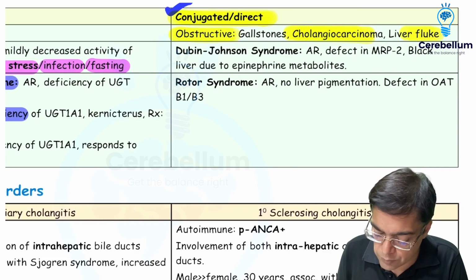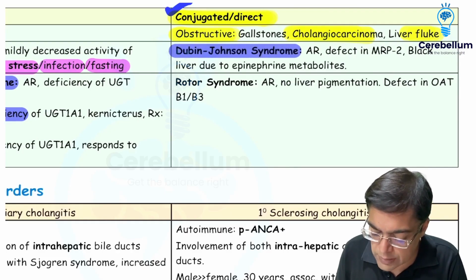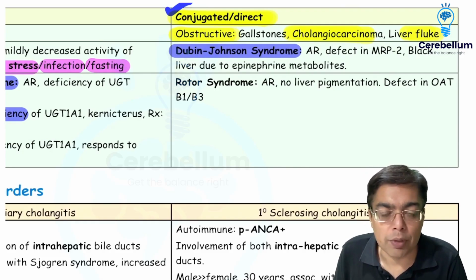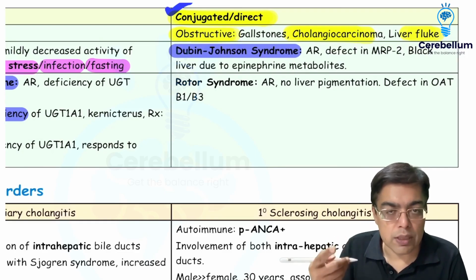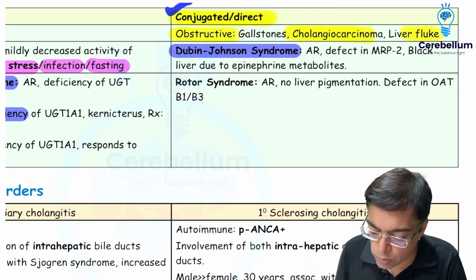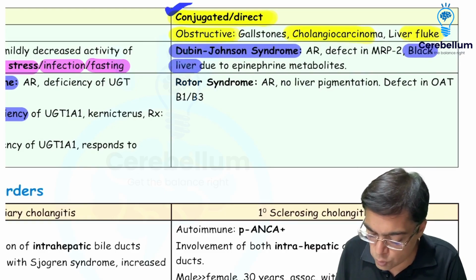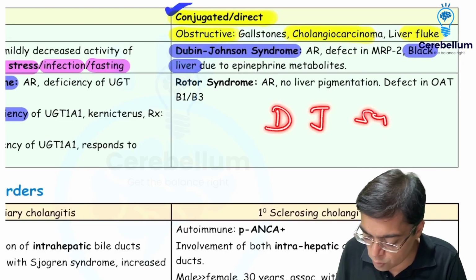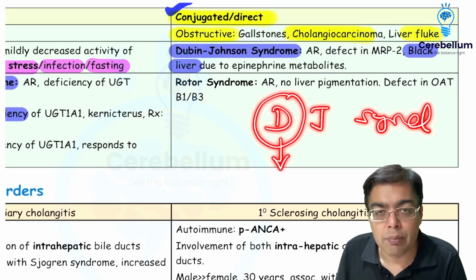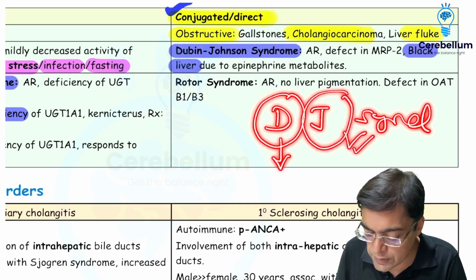If you're talking about the syndromes, again, the ones which are more importantly asked from the exams perspective, Dubin-Johnson syndrome is one example of a syndrome that we need to keep in mind, which is having a defect in the MRP protein. And these patients have two important findings. One, they have jaundice, which is because of direct bilirubin. And the second thing is, if you're going to be looking at these liver patients, they are going to be having a pigmented liver. So Dubin-Johnson syndrome patients have a dark appearing liver because of the presence of epinephrine metabolites, and they do have the presence of jaundice as well.